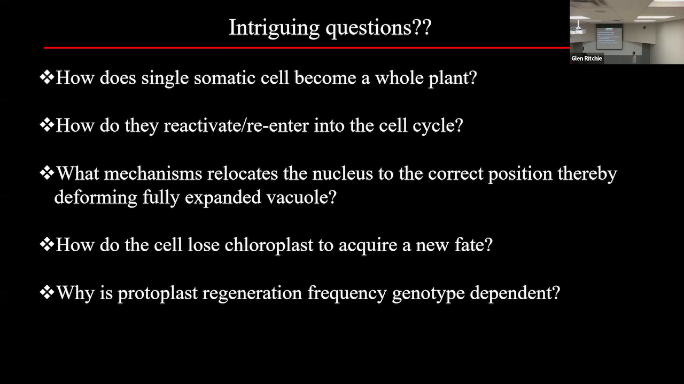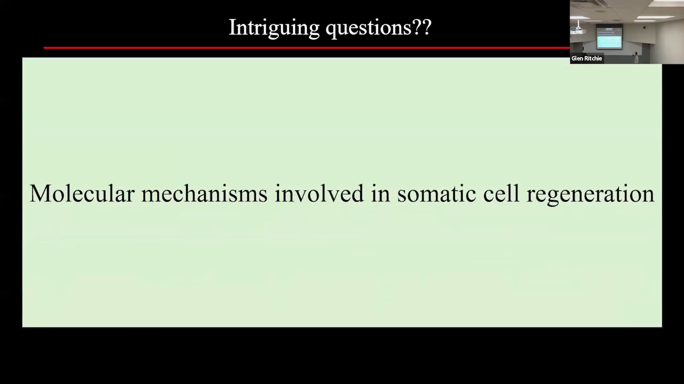And how do the cells lose chloroplasts to acquire new cell fate? And why is there genotype dependency in protoplast regeneration in plants? So these are the several different intriguing questions that have not been answered yet. And the only answer to all these questions is the molecular mechanisms involved in somatic cell regeneration. So we need to understand what are the molecular mechanisms that are required for the regeneration of the somatic cells.